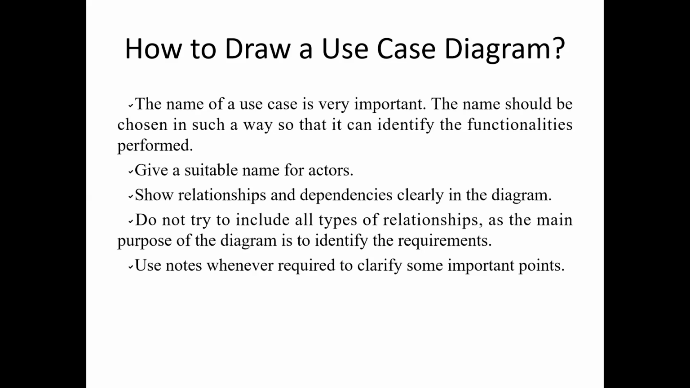We should have the following items identified: the functionalities to be prepared as use cases, the actors, and the relationships among the use cases and actors. Use case diagrams are drawn to capture the functional requirements of a system. After identifying the above items, the name of the use case is very important. The name should be chosen in such a way that it can identify the functionalities performed.